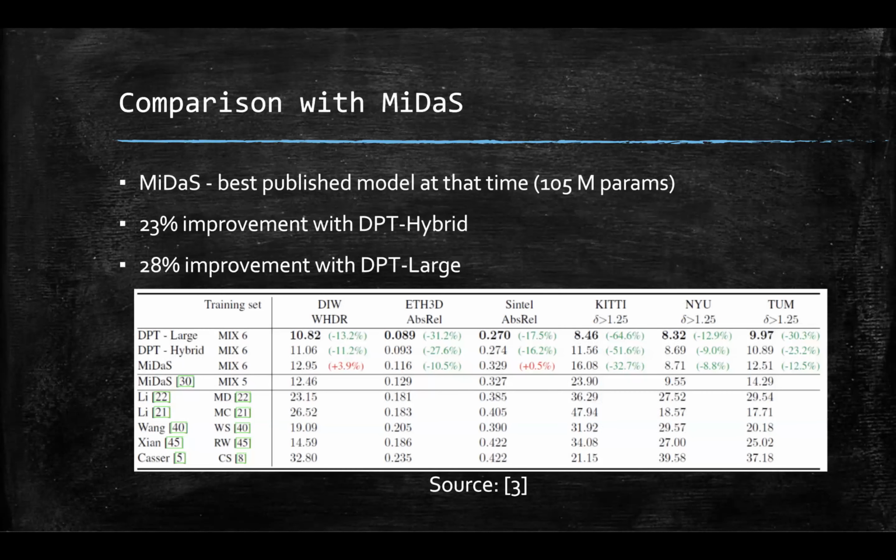Okay, just a brief comparison with Midas, because Midas was the best published model at that time with 105 million parameters. They showed 23% improvement using DPT hybrid and 28% improvement with DPT large. And yeah, I won't go deeper into these details.